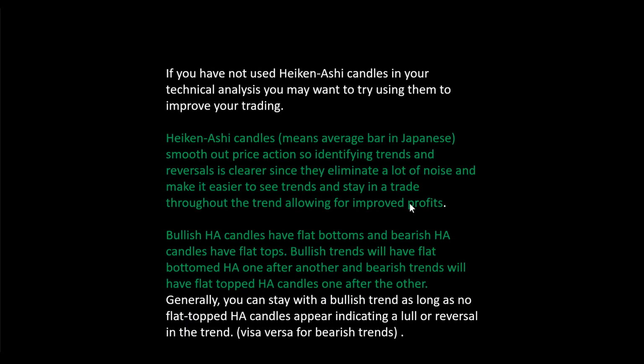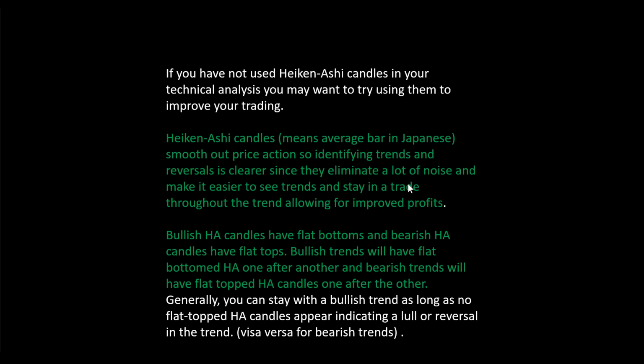All right, so if you haven't used Heiken Ashi candles, I'm just going to highlight some of the stuff. This is a post I did for Reddit quite a while back. I was an active member of Reddit, and I posted a lot of articles on strategies, etc. But I did one on Heiken Ashi candles, and you'll be able to read this when you get the copy of this webinar. Heiken Ashi candles means average bar in Japanese. It basically looks at two candles. It smooths out the price action, so identifying the trends and reversals is clearer, as we just saw. It eliminates a lot of the noise that occurs when you're looking at standard candles.